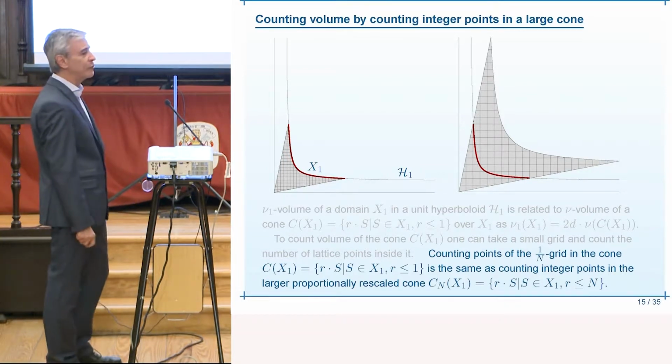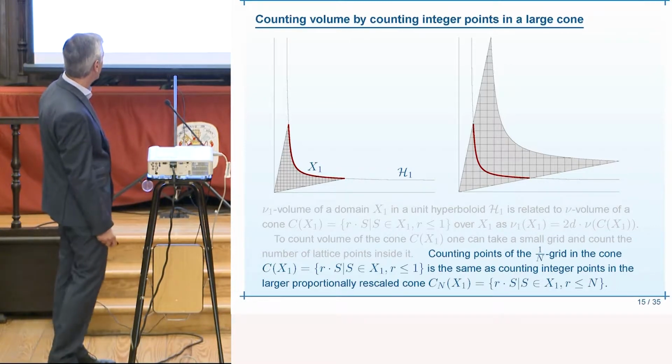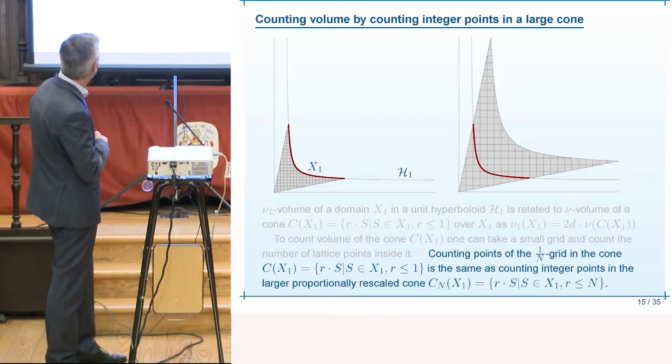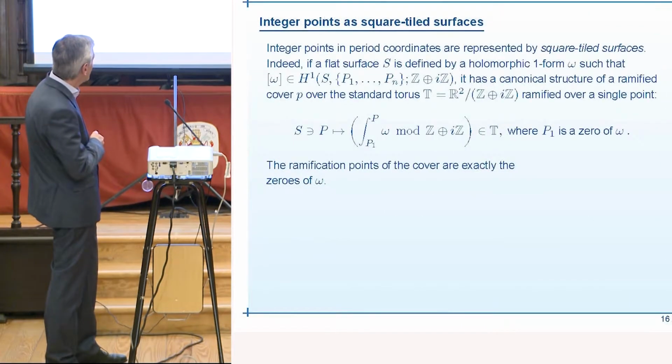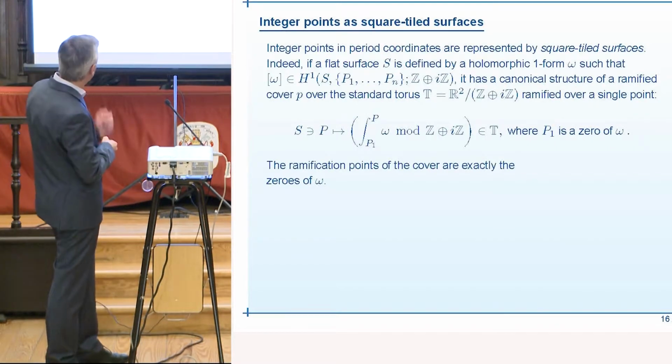Now, what are these points of our grid geometrically? By definition, in this language, they are the points which are represented in period coordinates by points in this lattice. And they're covering the standard torus R^2 quotient by Z plus iZ, because you can send a point P of your surface to a complex number. You fix one of the zeros, and you take any path joining your point of the surface, which represents a point of this lattice.